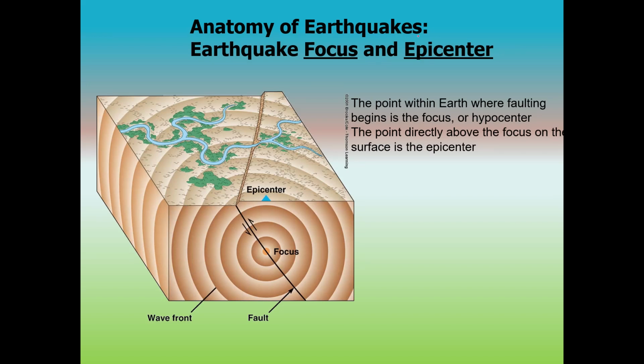Anatomy of earthquakes: earthquake focus and epicenter. Focus is where the actual earthquake wave starts. The point within the earth where faulting begins is the focus, or it is called the hypocenter. Whereas the point directly above the focus, over here you can see, directly above the focus on the surface, is called the epicenter. To remember, E and F, that is alphabetical order, E, F: epicenter and focus.